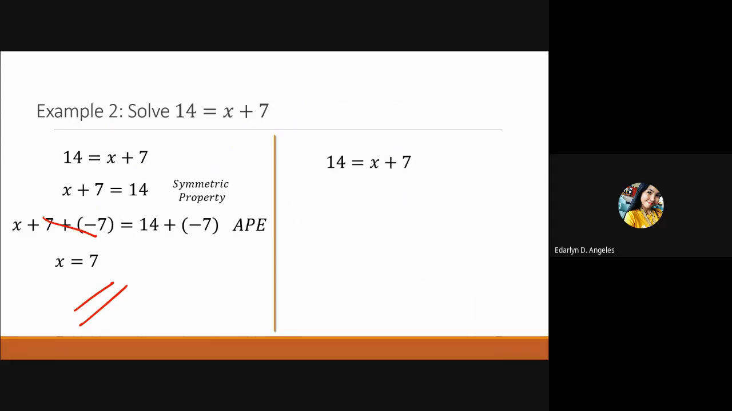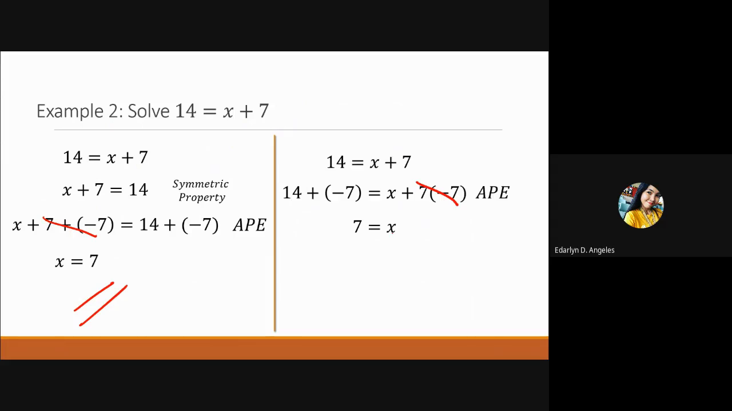Let's rewrite again the given. Here, another way is to isolate first. Unahin natin yung first step. Isolate first the variable on the right side. So using the APE, we need to add negative 7 to both sides of the equation, for us to be able to cancel it and isolate x. So our simplified form here would be 14 plus negative 7 is 7, and this one will be cancelled or 0. So the only remaining would be x.